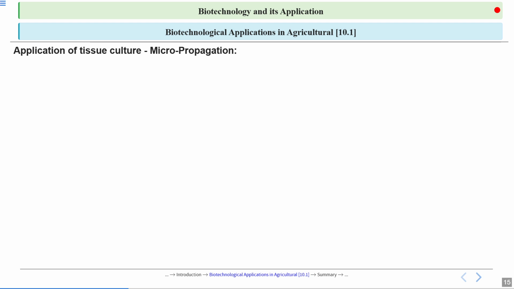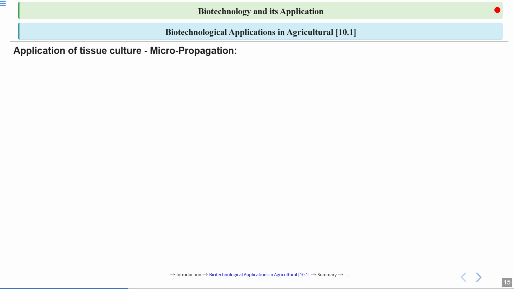Now, what is the application of tissue culture? Till now, we have learned what tissue culture is, that from any part of the plant, which we call an explant, we can grow a whole new individual plant. So now, what is the application of tissue culture?